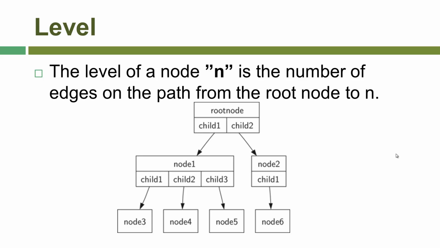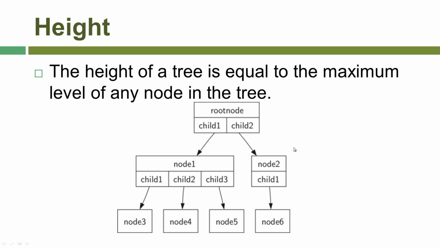Now what we're going to learn about is levels, not particular nodes. So the level of a node n is the number of edges on the path from the root node to n. So if we're looking at node 2 here, or node 1, they are both at level 1, since it only takes one edge to get back to the root node. And then the height of a tree is equal to the maximum level of any node in the tree.